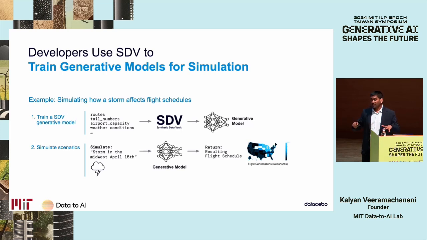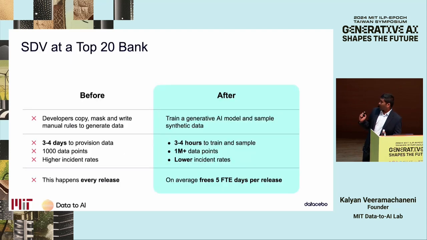You can ask things like, what happens if there's a snowstorm during Thanksgiving in Dallas Fort Worth, and how the flight delays will happen. As a result, you'll get the entire resulting flight schedule across the United States. So this is a simulation. This is not reality. You're trying to simulate, using the generative model, different scenarios as to what's going to happen.